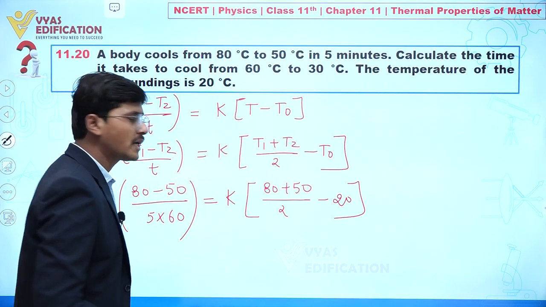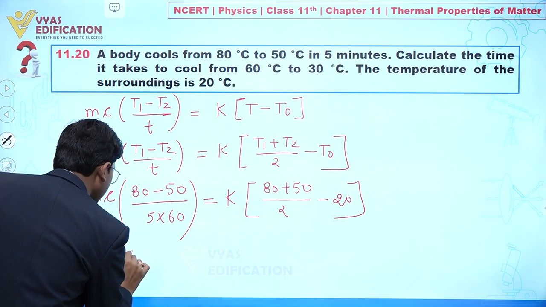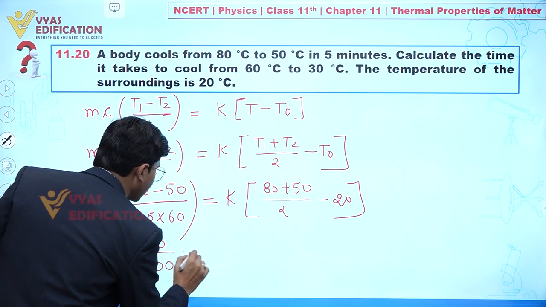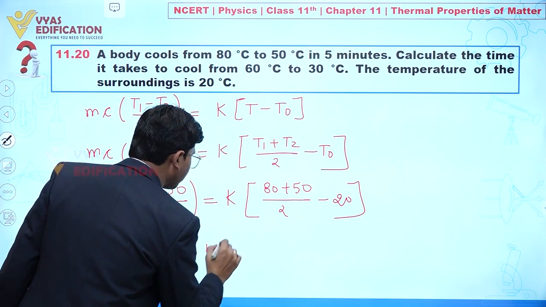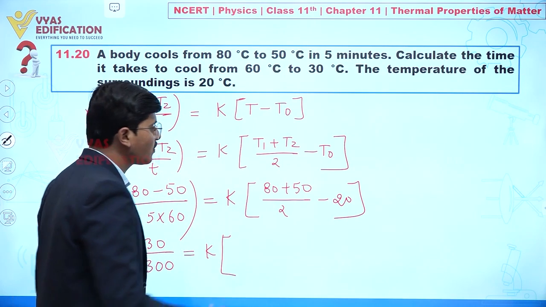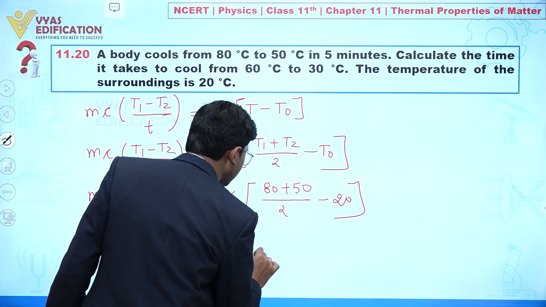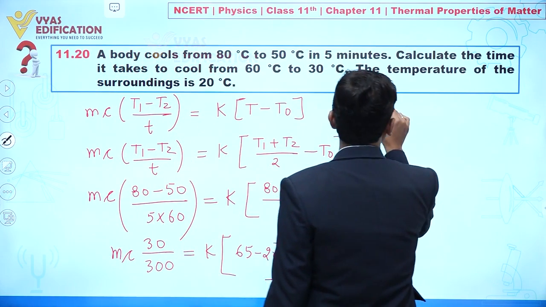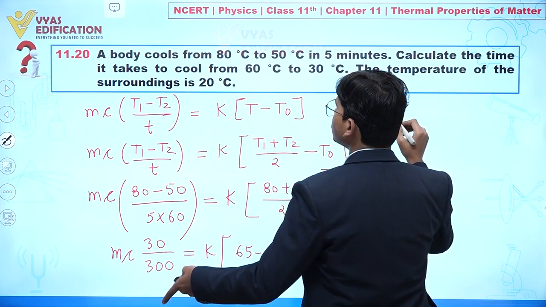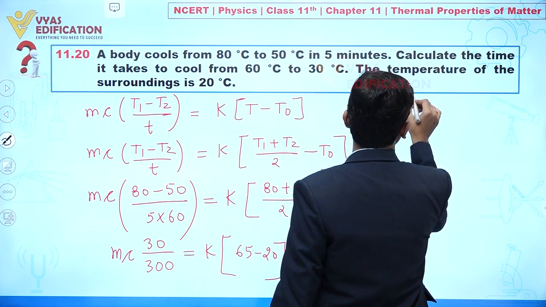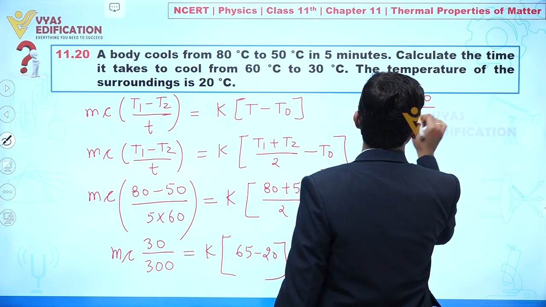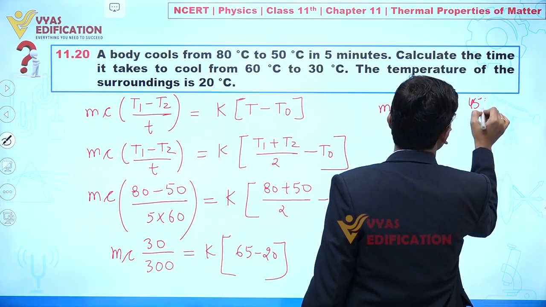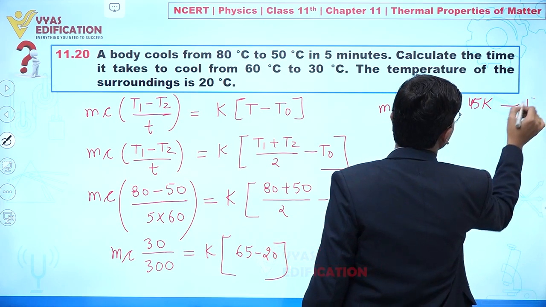So from here you can write mc times 30 divided by 300, and this should be equal to K times (80 plus 50, which is 130, divided by 2 is 65) minus 20. So we get one equation: mc times 30 by 300 is equal to 45K. Clear? 45K, equation number 1.